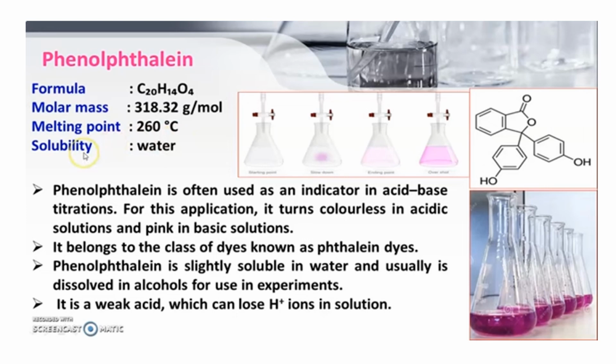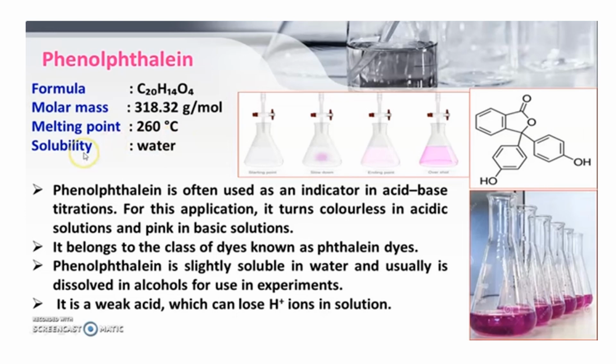Now the indicator phenolphthalein. Phenolphthalein has the molecular formula C20H14O4, with a molar mass of 318.32 gram per mole and a melting point of 216 degrees Celsius. As you see from the structure, phenolphthalein has an OH moiety, a phenolic group, so it can be soluble in water.